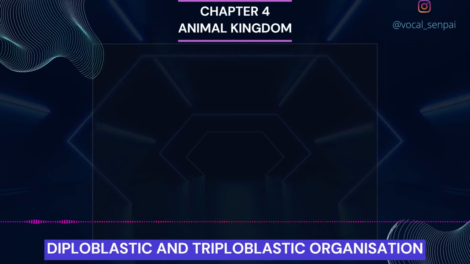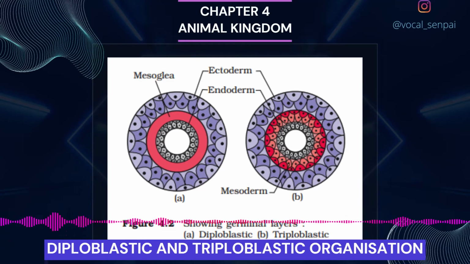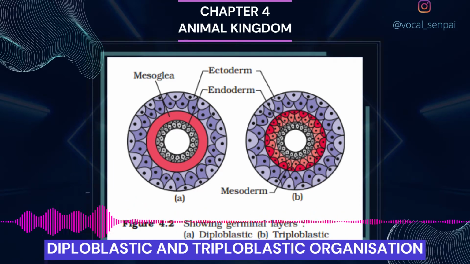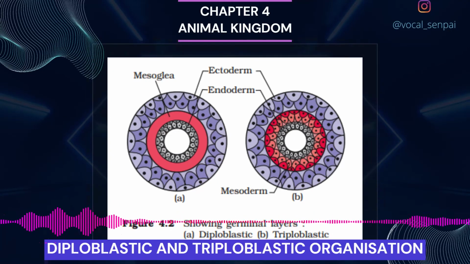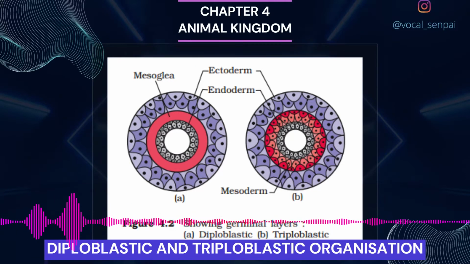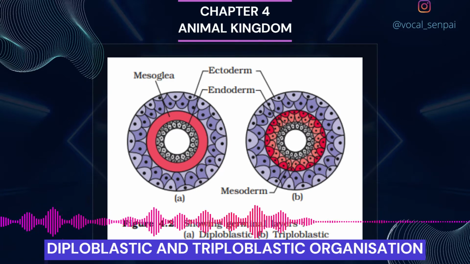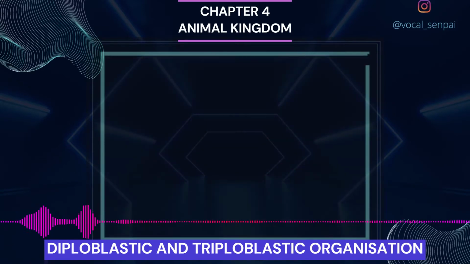Diploblastic and triploblastic organization. Animals in which the cells are arranged into embryonic layers, an external ectoderm and an internal endoderm, are called diploblastic animals, example, coelenterates. An undifferentiated layer, mesoglea, is present in between the ectoderm and the endoderm, figure 4.2a. Those animals in which the developing embryo has a third germinal layer, mesoderm, in between the ectoderm and endoderm, are called triploblastic animals, Platyhelminthes to chordates, figure 4.2b.